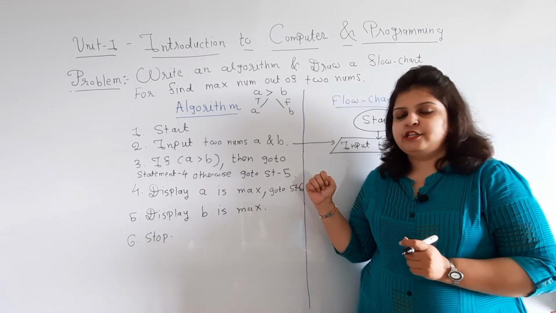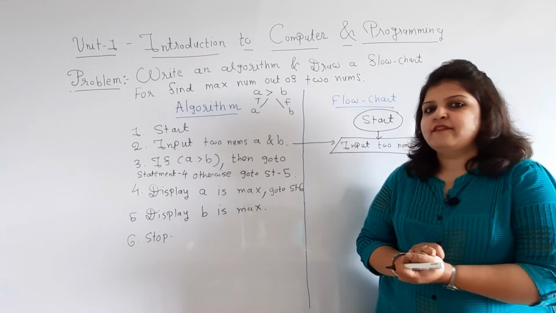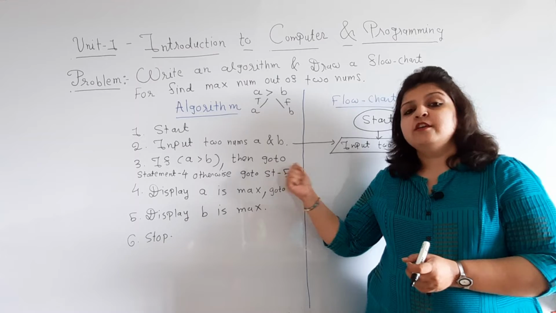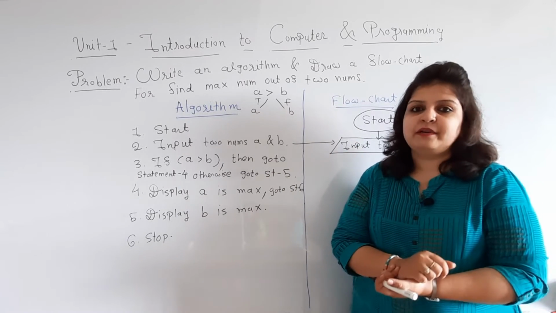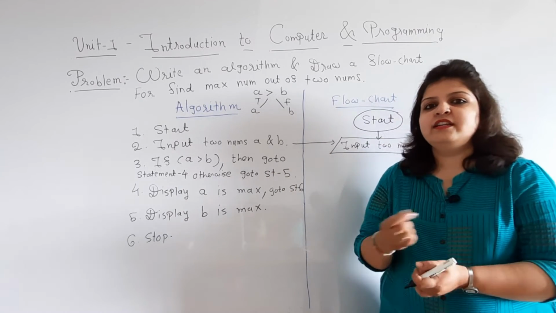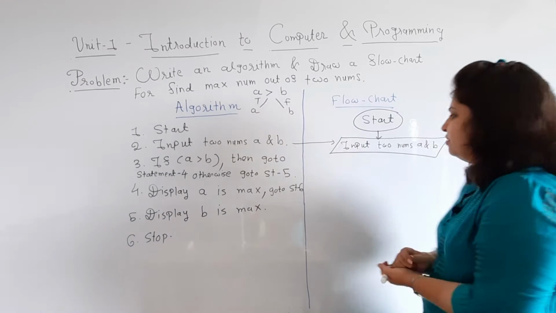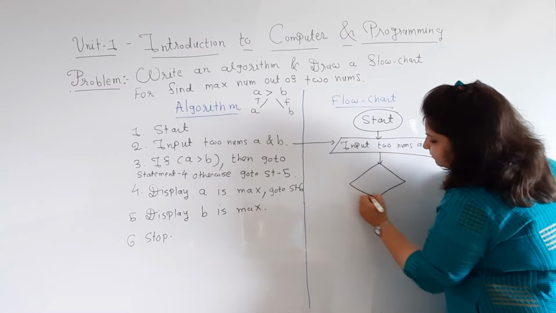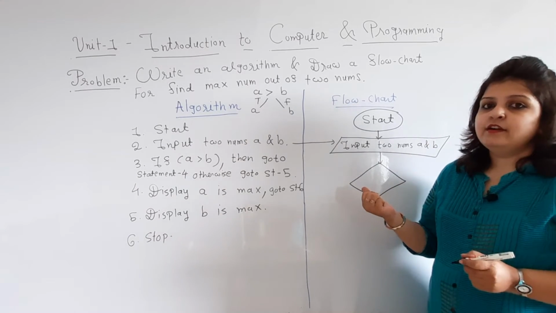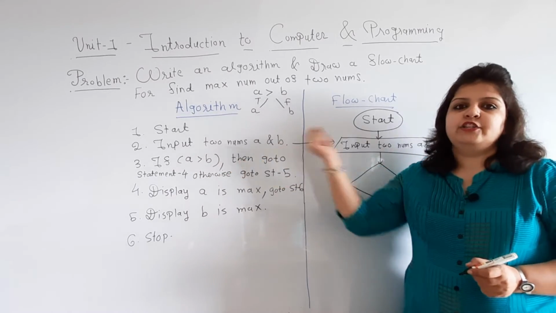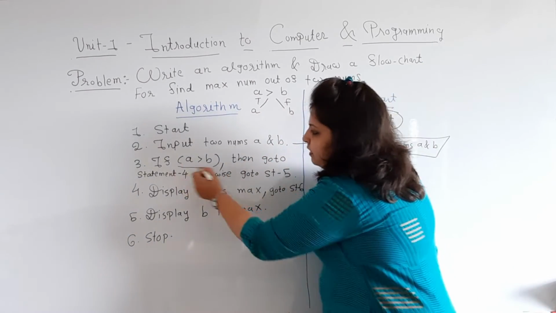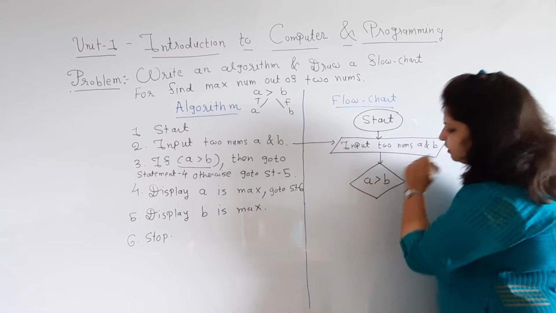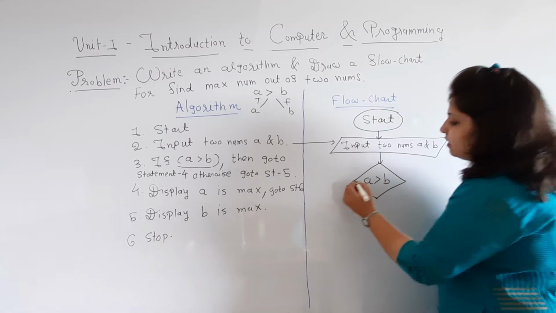Now next is a condition. So here we can't use the rectangle symbol which is used for process, because this is a condition. For a condition we have to use the diamond symbol. Diamond is used for decision making or condition. So use a diamond, and in the diamond, what do we have to write? Our condition, and the condition is A greater than B.